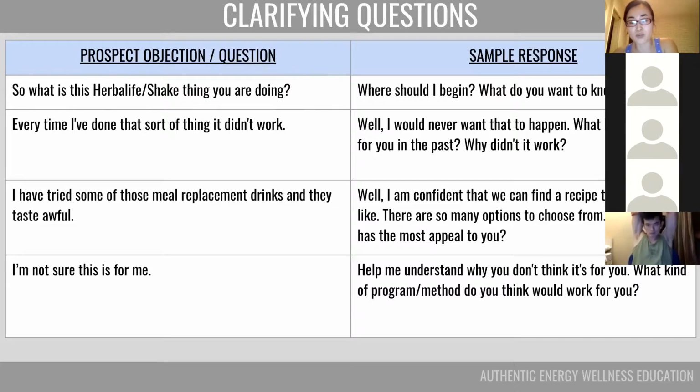There are so many options to choose from, and maybe they tried a shake flavor they didn't like. In the case of Herbalife, they probably tried the shake 10 years ago when there were only 3 flavors and the formulation was a bit different, because obviously the formulation is becoming better and better now. The nutrition is better, and the taste is better as well. So we can ask, what flavor has the most appeal to you? Sometimes I don't ask it like that. Sometimes I ask, what ice cream flavor do you like the most? They'll say, chocolate.